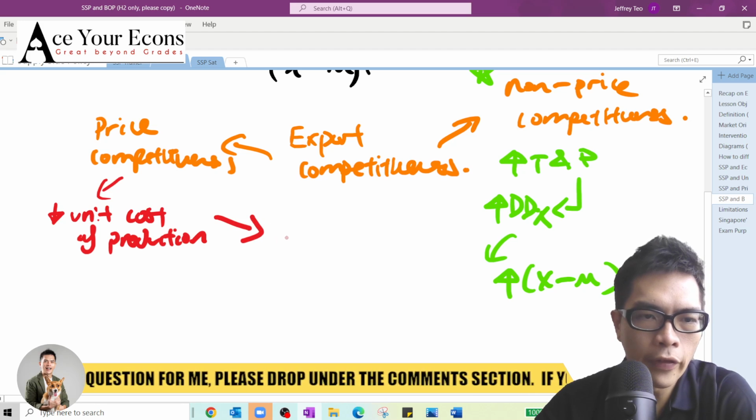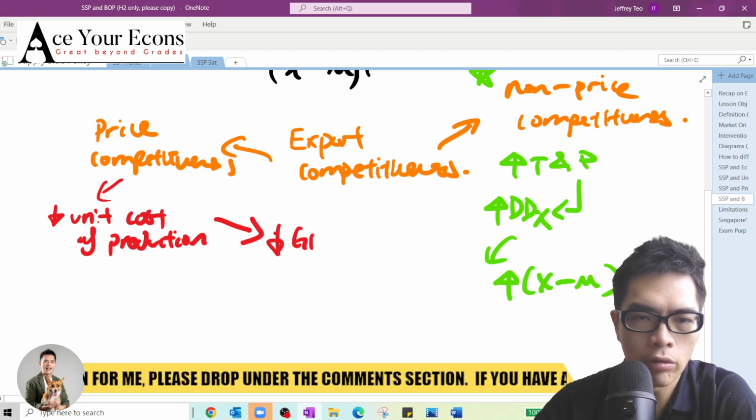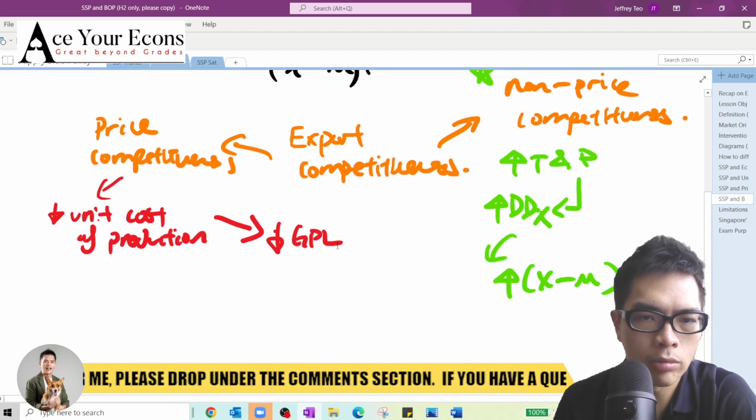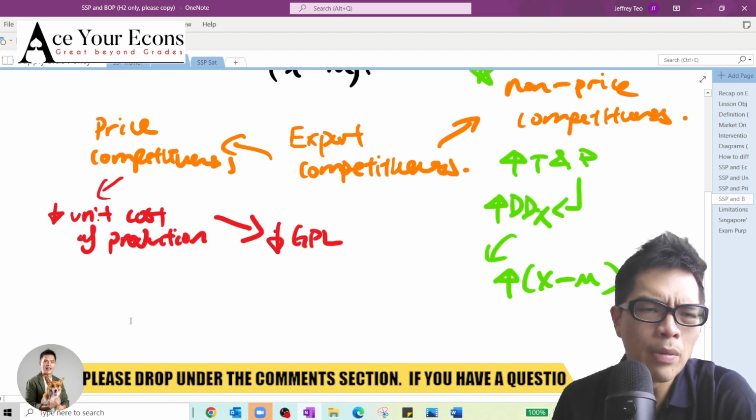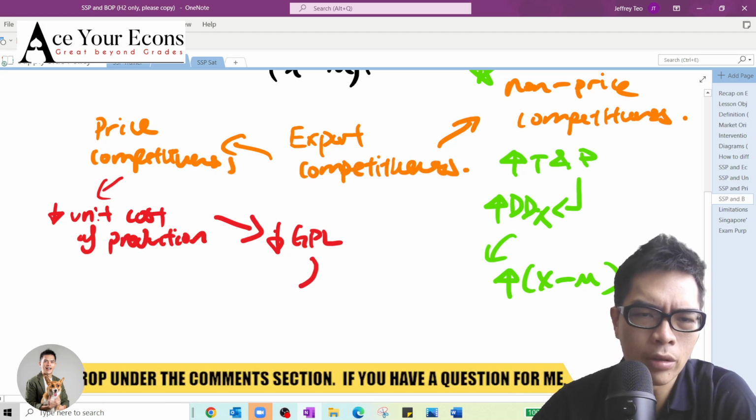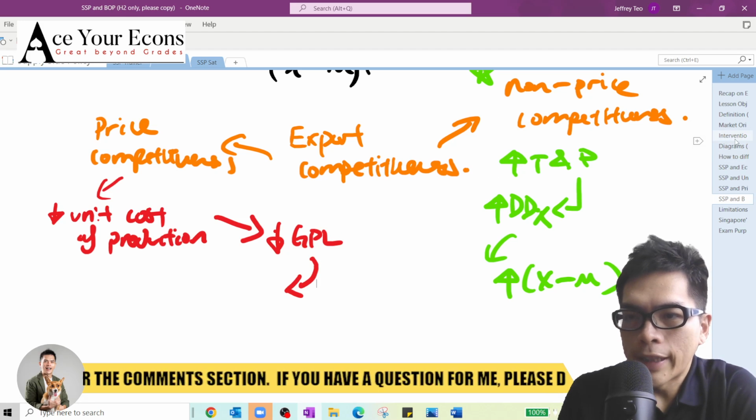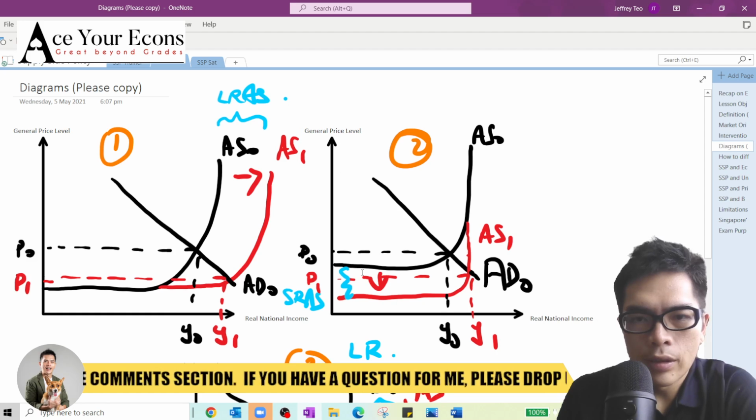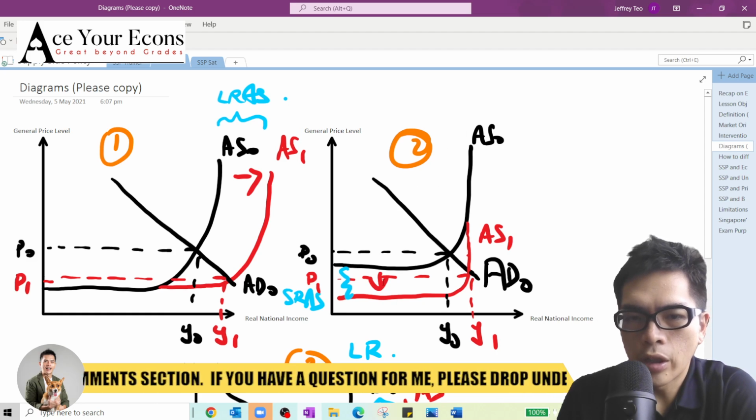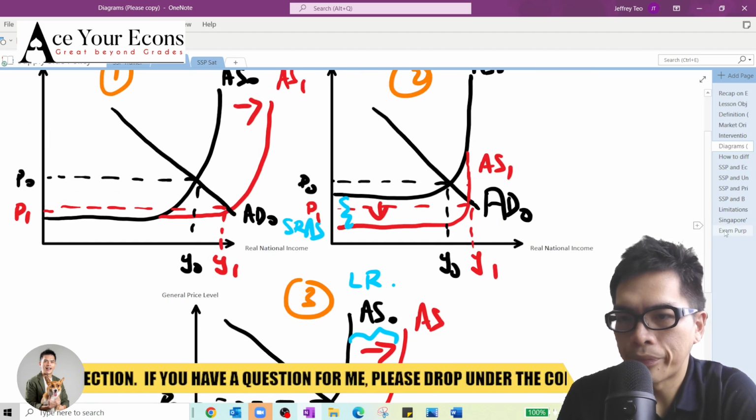Okay, with a fall in your unit cost of production, this will lead to a fall in your general price level in the domestic economy. To be more specific, this is more of a short run kind, if you want me to label. More of a second illustration, you see this? Unit cost of production. Item 3 also fulfills this criteria.